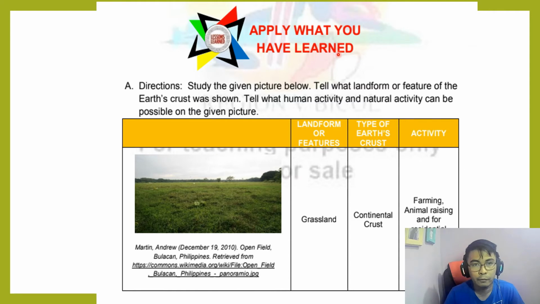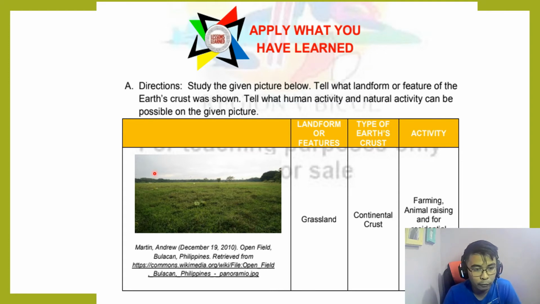So for the specific activity entitled Apply What You Have Learned, there are two parts basically. For part A, you need to study the given picture below and tell what landform or feature of the Earth's crust is shown, and tell what human activity and natural activity can be possible on the given picture.